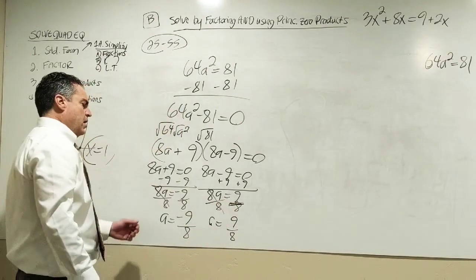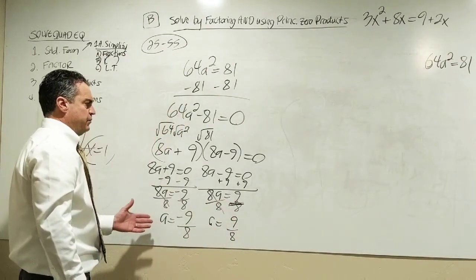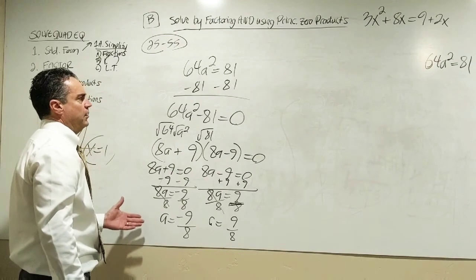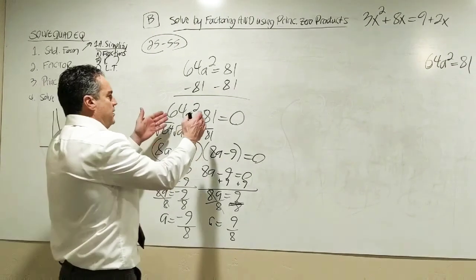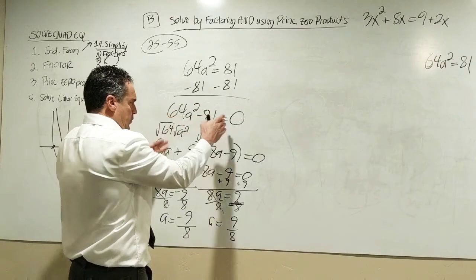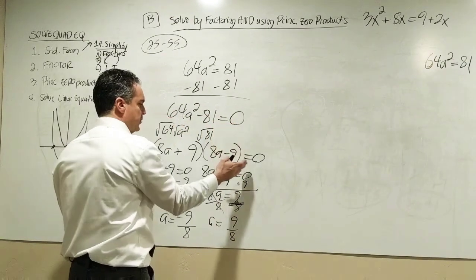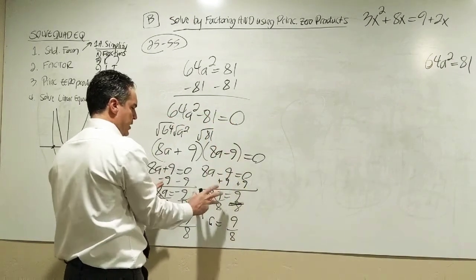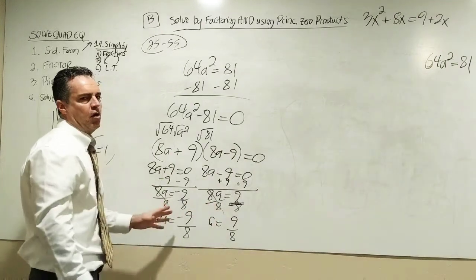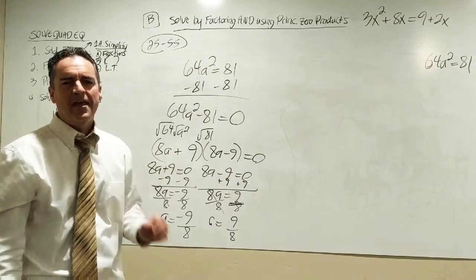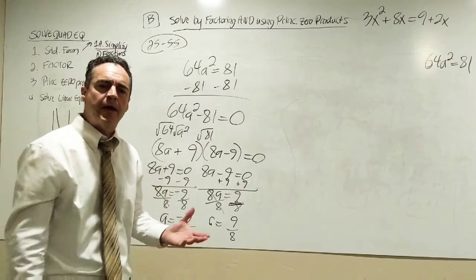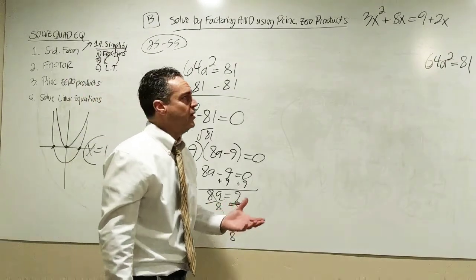Okay. Why we are an amazing species is look at what we've done. Again, we put it in standard form so that we could apply the principle of zero products eventually, and that could break up into two linear equations that we can then solve, because we don't know how to solve anything but linear equations. So we use factoring and the principle of zero products to achieve that.